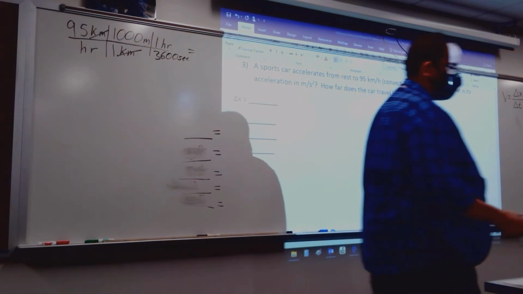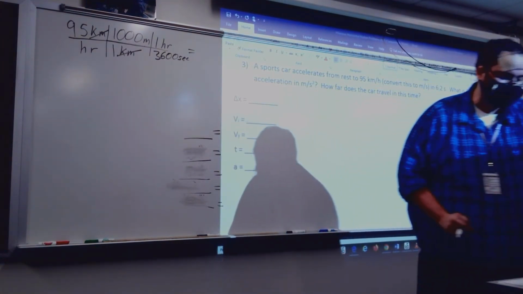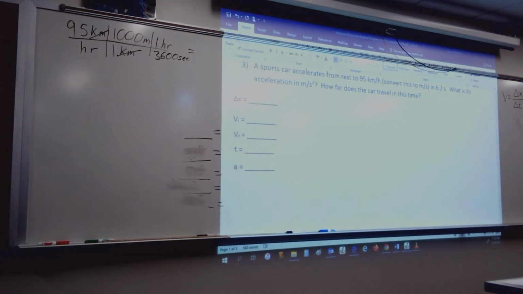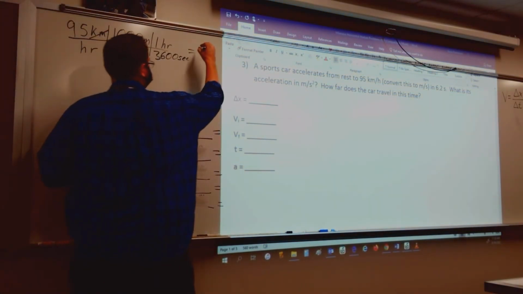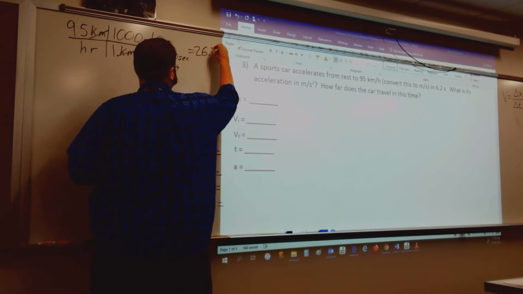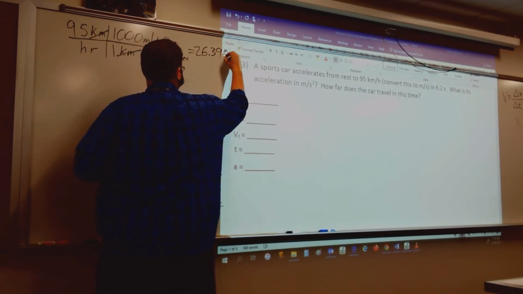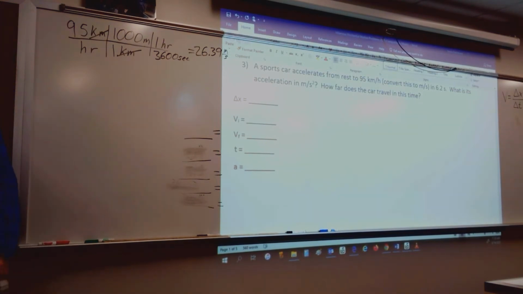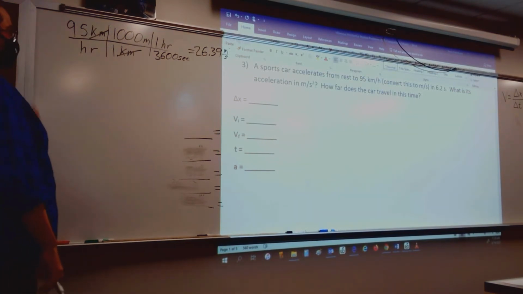We don't get an exact number here, so we round to 2 decimal places. It goes out to like 26.387, something like that. So what does that round to with 2 decimal places? 26.39 meters per second. The question was asked, do we use that rounded value when we're calculating? Yes, please use the rounded value.